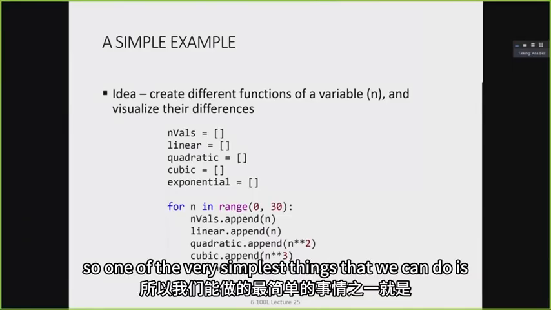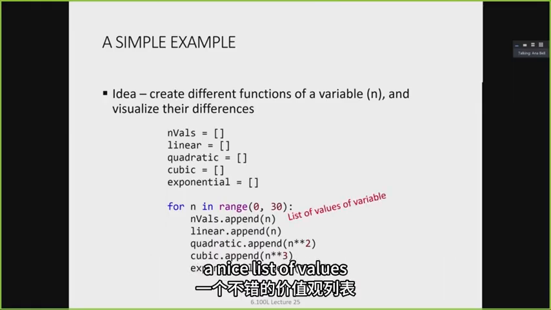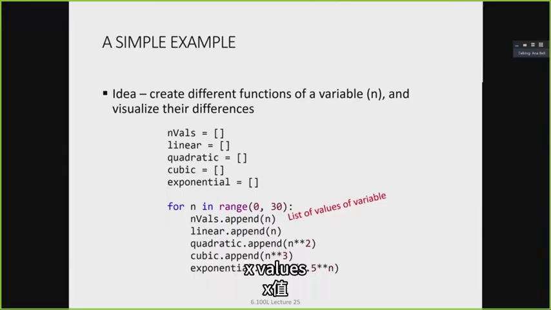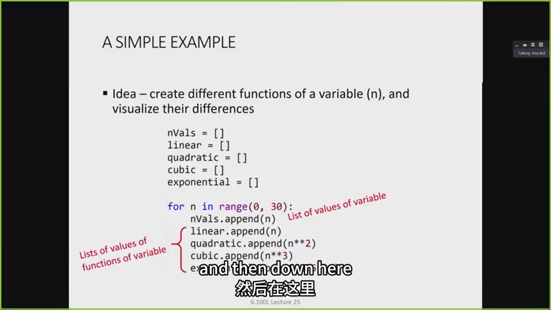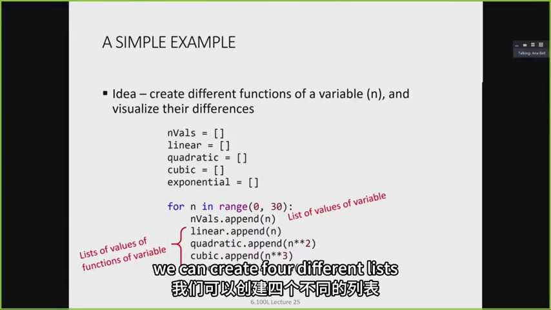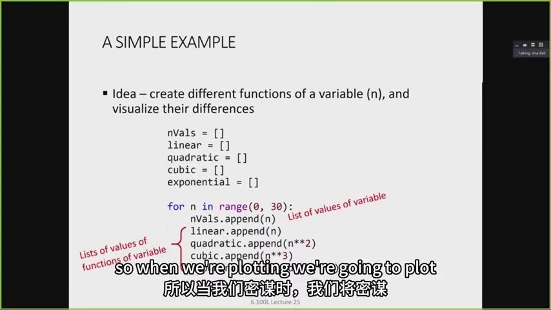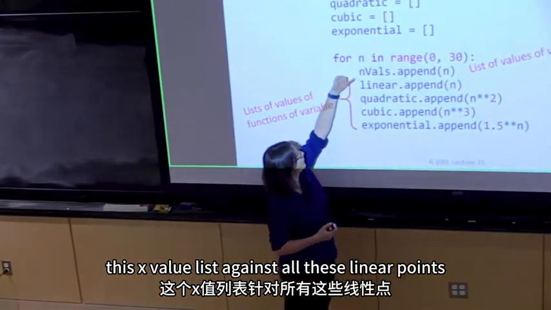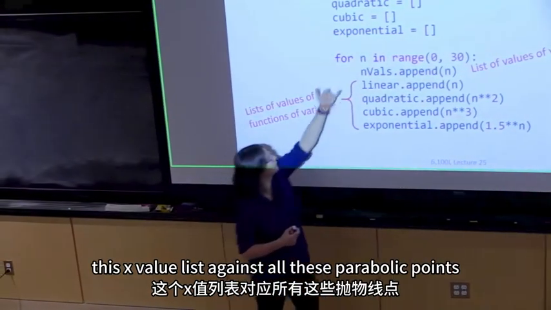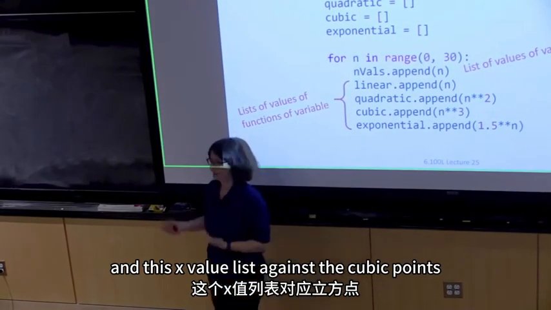One of the very simplest things we can do is create a list of values that will be our x values. Our x-axis will basically be the numbers 0 through 29. Then down here, we can create 4 different lists containing 4 different sets of y value coordinates. When we're plotting, we're going to plot this x value list against all these linear points, this x value list against all these quadratic points, and this x value list against the cubic points, and so on.